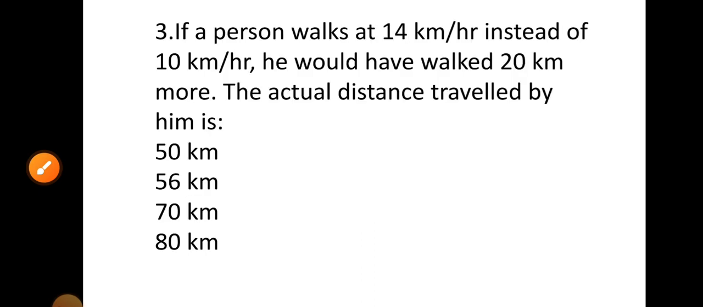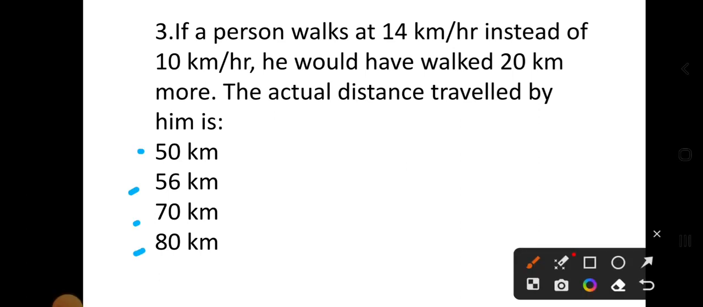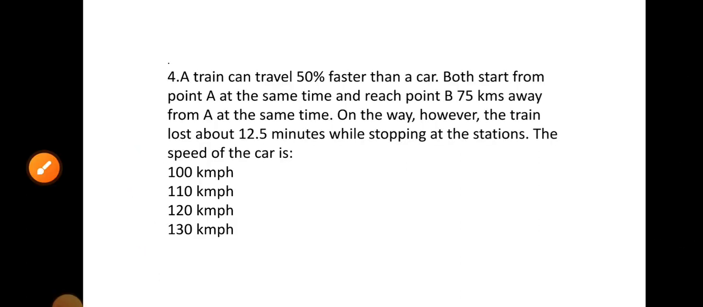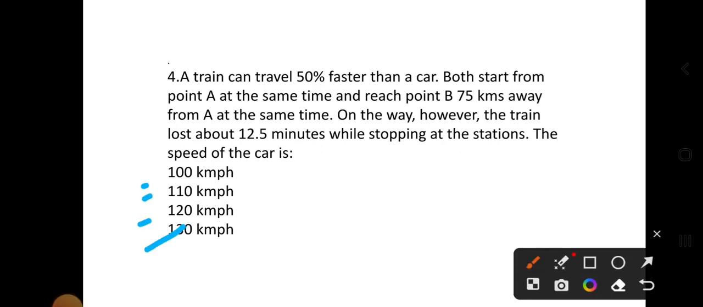Third question: if a person walks at 14 km per hour instead of 10 kilometers per hour, he would have walked 20 kilometers more. The actual distance traveled by him is option A, B, C or D. Fourth, a train can travel 50 times faster than a car. Both start from point A at the same time and reach point B 75 kilometers away from A at the same time. On the way, however, the train lost about 12.5 minutes while stopping at stations. Speed of the car is option A, B, C, D.